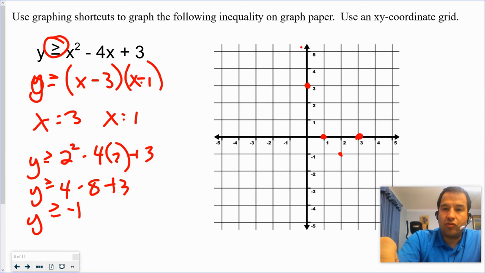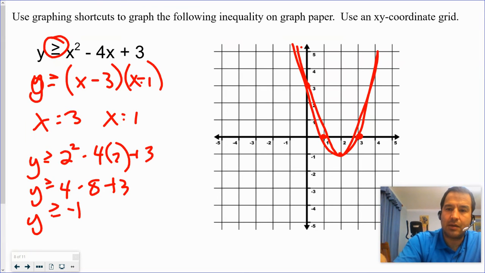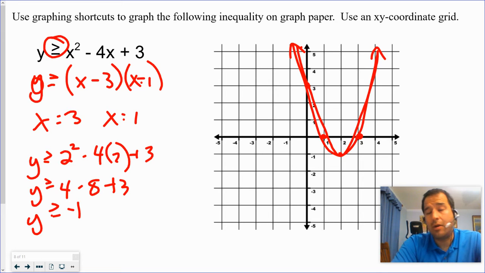So we're going to do a solid line here, connecting those points, hopefully connecting them. I missed that point right there. There we go. Okay. Now, I do need to figure out what side to shade in. So I do the exact same thing as before. I pick a point, 0, 0.